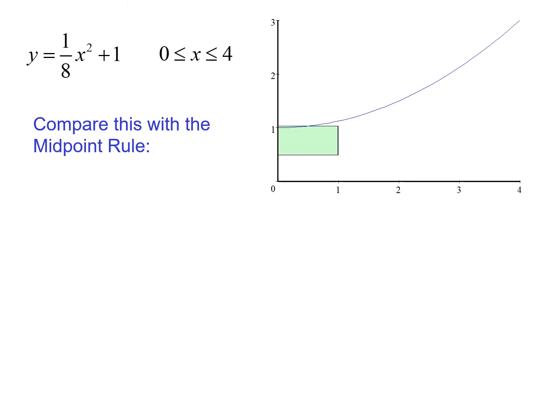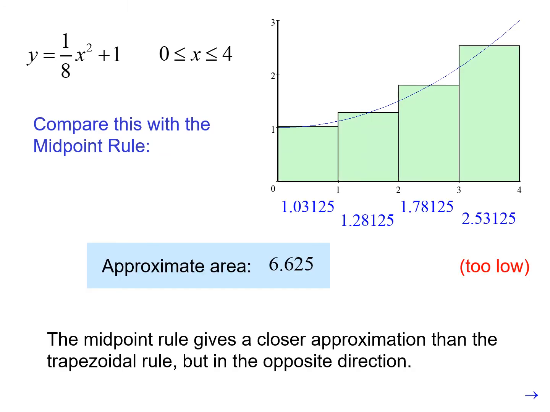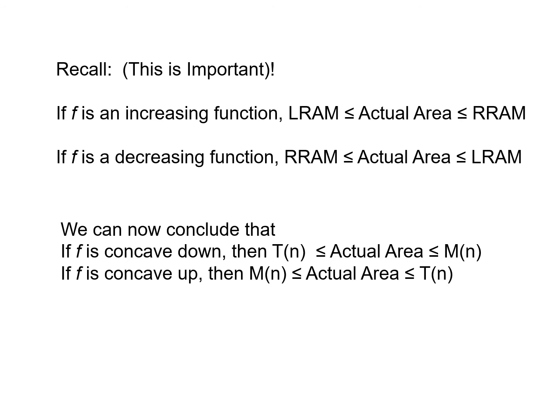Okay, so if we compare this with the midpoint, we see the midpoint is too low. So we have to recall this. If f is an increasing function, then LRAM is less than the actual is less than the right-hand approximation. If it's a decreasing function, then the right-hand approximation is less than the actual is less than the left.